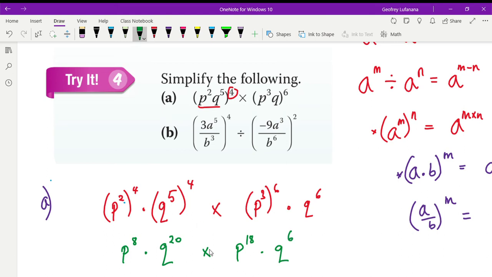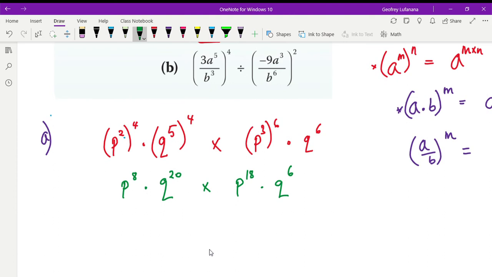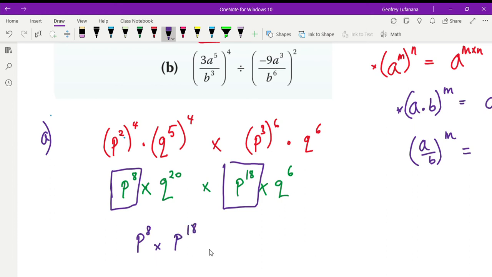Now at this point, all of this is multiplication. I've used this dot so that I don't mix these two up, but it's okay to use the multiplication sign throughout. I am going to collect like terms, or I'm going to look out for those terms where the bases are the same so that I can apply the laws of indices. So I have p to the power 8 times p to the power 18, and then over here I have the q's. They have the same bases, so this would be q to the power 20 times q to the power 6.